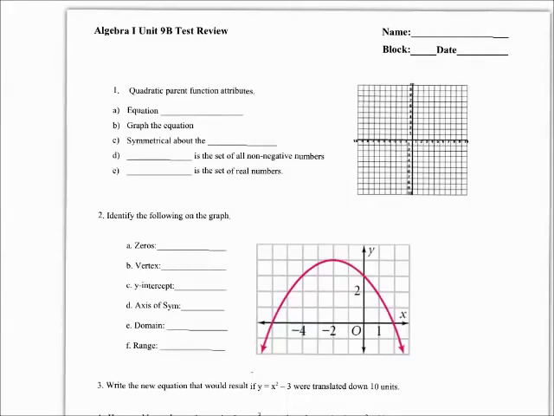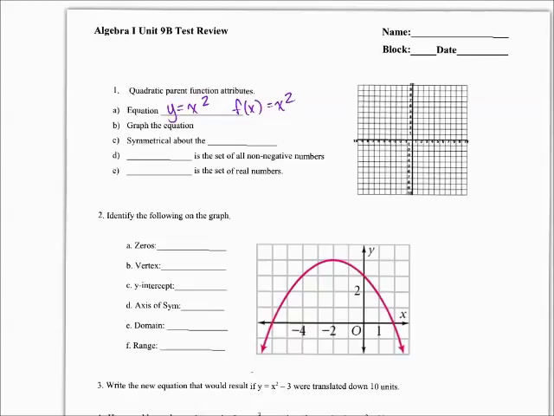This is the Algebra 1 Unit 9b test review. You'll need a calculator and a formula chart for this review. So the first thing we're going to talk about is the parent quadratic function, and that equation is y equals x squared. Remember, that can also be written in function notation as f of x equals x squared, and you do have to have that memorized for the test.